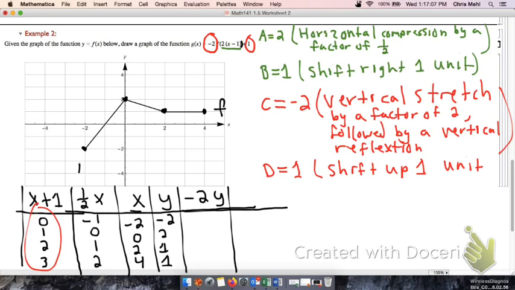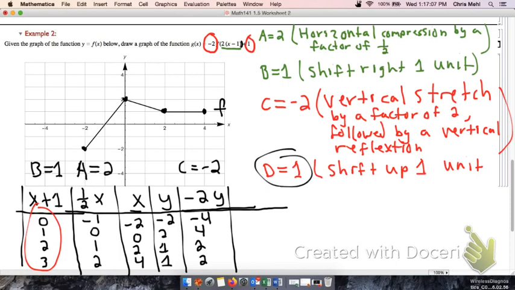And maybe I should write this up here. This is because a was 2 and this is because b was 1. Now what I'm doing is this is because c was -2. So now I multiply all these y coordinates by -2. I get -4, 4, 2, and 2. And then d equals 1 tells me to do a shift up 1 unit. So I'm going to take previous y coordinates and add 1 to get -3, 5, 3, and 3.